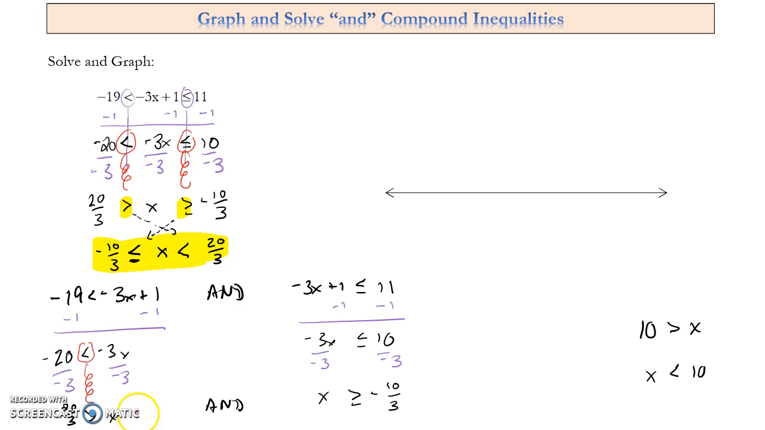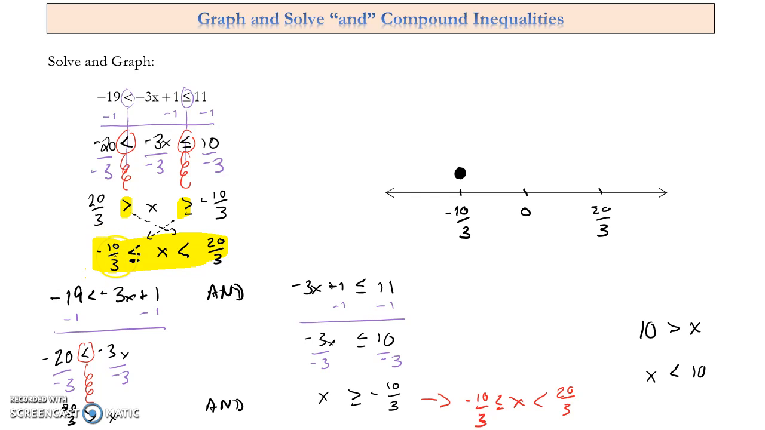I could leave this, or I could convert this as well. This is x is greater than or equal to negative 10/3. I want my smallest solution here, and then it's x is less than 20/3. Same answer. On my number line now, I have my 0. 20/3 is positive, and negative 10/3 is negative. If I look at it this way, I have x is greater than or equal to negative 10/3. That's a closed circle.